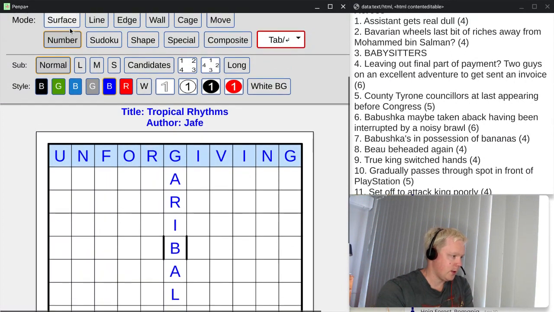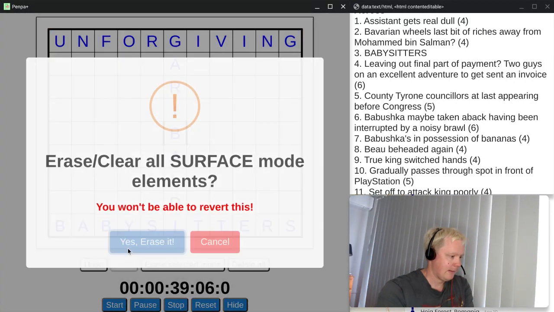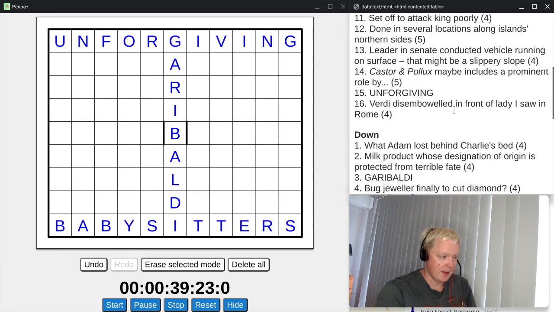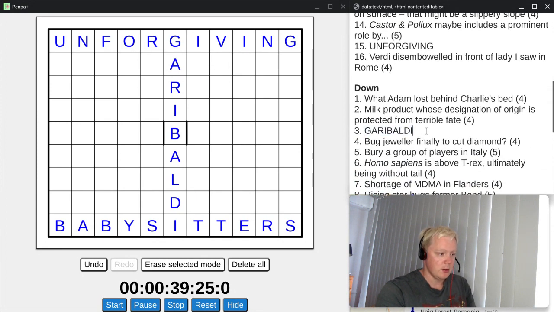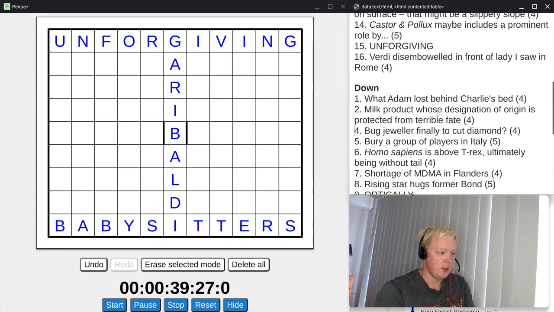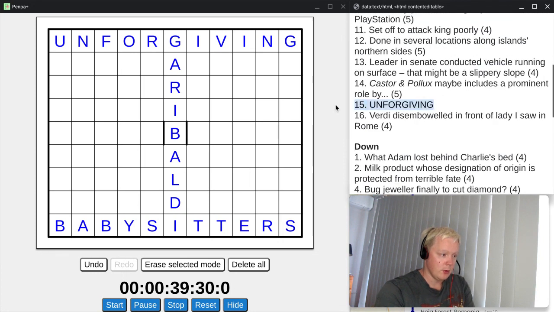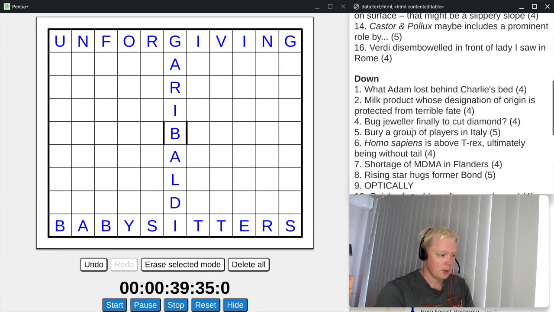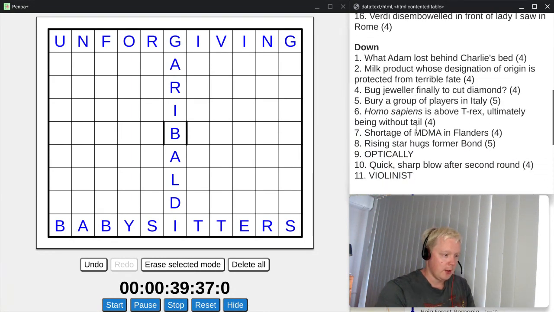Okay, remove the highlighting again. And also we now know that these remaining down answers of size 9 have to share letters with these across answers. So we have Garibaldi, we used. I'm going to remove that now. We have that in the grid. I'm going to remove unforgiving. I'm going to remove babysitters. And now we have to put in optically.